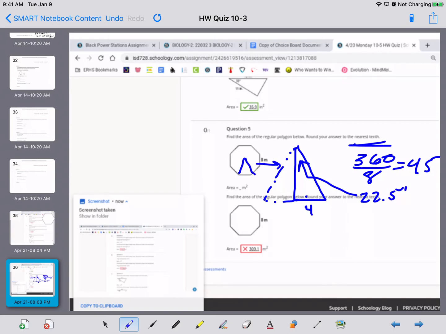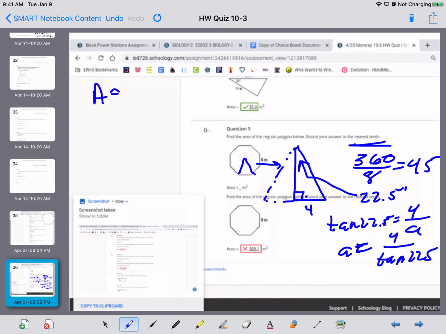Okay, now, that's a right angle. I've got to find my apothem. So the tangent of 22.5 is equal to 4 over the apothem. So my apothem is equal to 4 divided by the tangent of 22.5. Now, I'm going to leave it like that so I don't have rounding error.